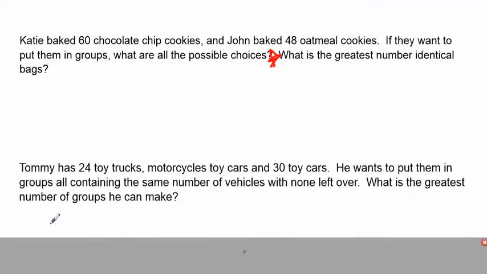All right, let's go ahead and look at the next one. Tommy has 24 toy trucks and 18 motorcycles. Oops, I forgot my number there, sorry. And 30 toy cars. So those are all his little vehicles. He wants to put them into groups all containing the same number of vehicles with none left over. My question is, what is the greatest number of groups that he can make? So again, he's got 24 toy trucks, 18 motorcycles, and 30 toy cars. Pause the video and come back when you have your answer.